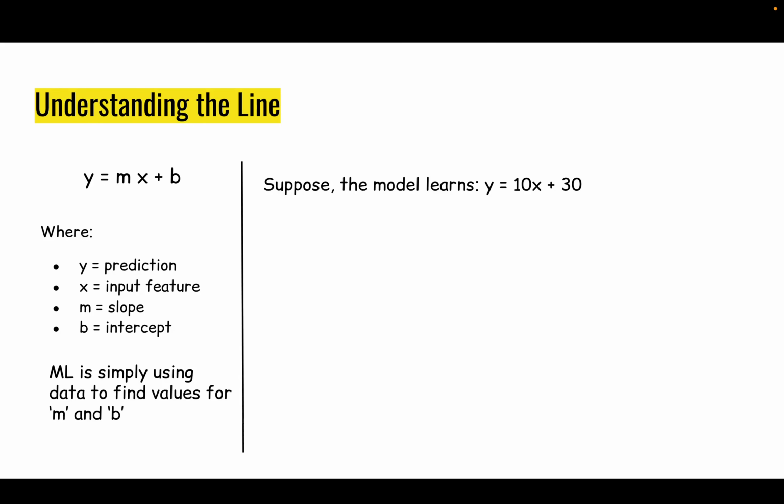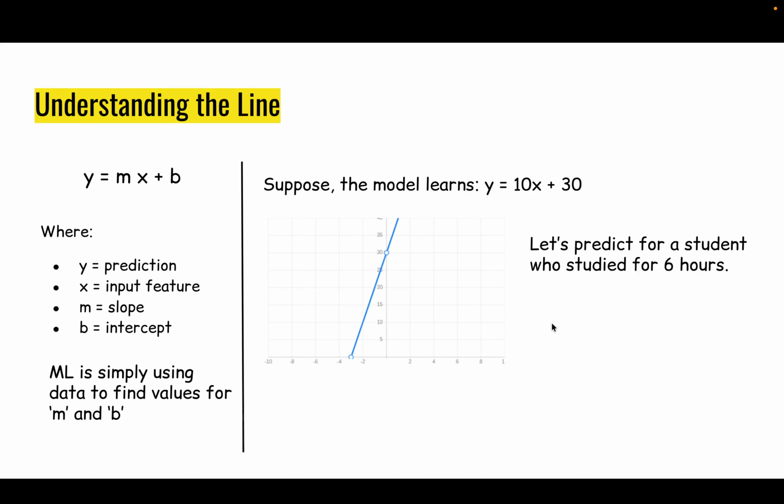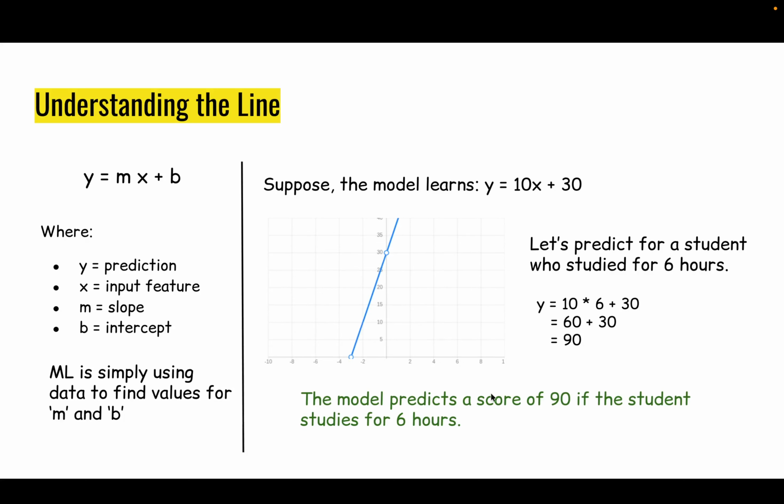Now suppose the model has already learned and we have something like y is equal to 10x plus 30, which would look like this. When you plot it for x is equal to 0, we get y is equal to 30, and at y is equal to 0, we get x is equal to minus 3. Now if you have a student who studied for 6 hours, if you put that value here, you will get something like y is equal to 90, which basically means that the model predicts a score of 90 if the student studies for 6 hours.